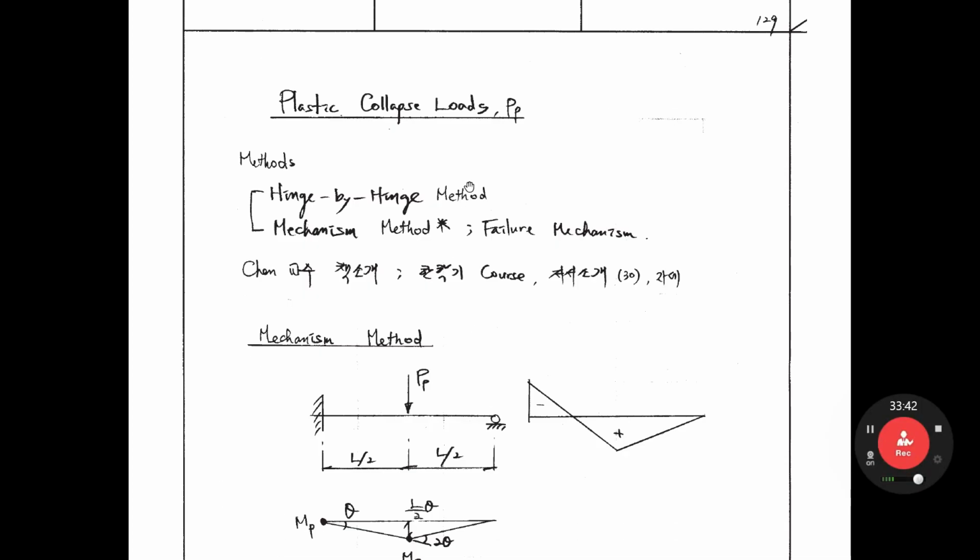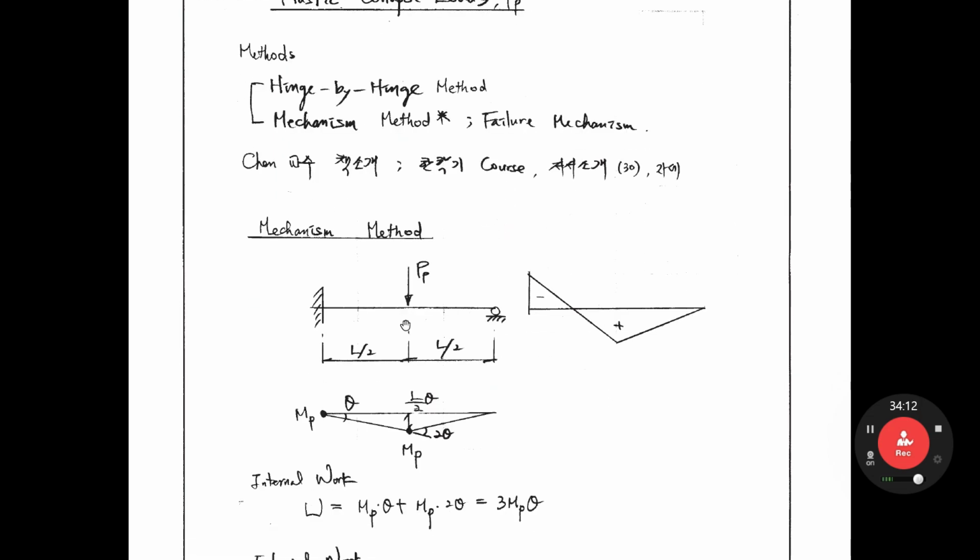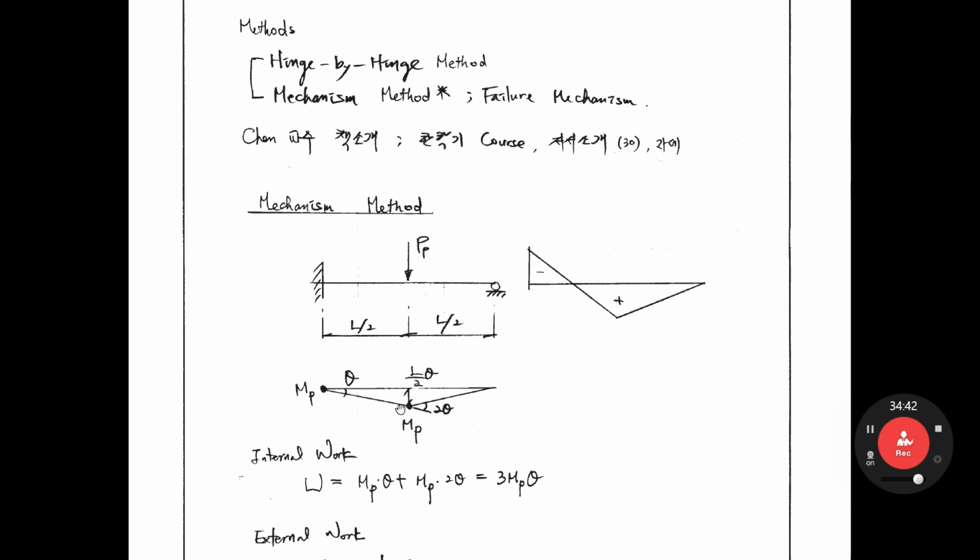Let's look at the PP, plastic collapse load. In fact, to get this plastic collapse load, we learned plastic analysis and design courses. We spent 1 semester to get this PP. But here I would like to show a simple example. We use the mechanism method. PP is applied here, and we assume plastic hinges form like that, here and here. If this angle is theta, then this angle is 2 theta, and L over 2 times theta is this displacement.